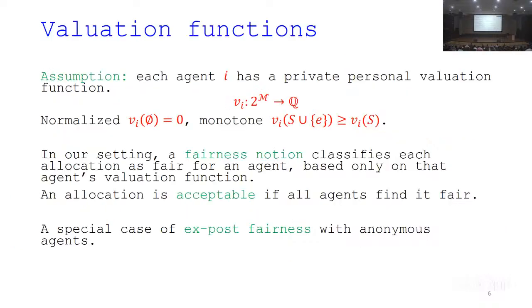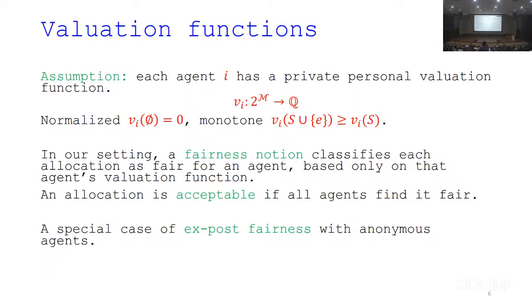To define a fair allocation, we need to assume something about what agents want. Our assumption, and this is a standard assumption, is that each agent i has a personal valuation function over subsets of items. So each subset of items has a value. For concreteness, we assume that the value is a rational number and not an arbitrary real number. We assume that valuation functions are normalized, meaning that if you get nothing, the value is nothing, and that they are monotone: the more items you get, the more value you get.